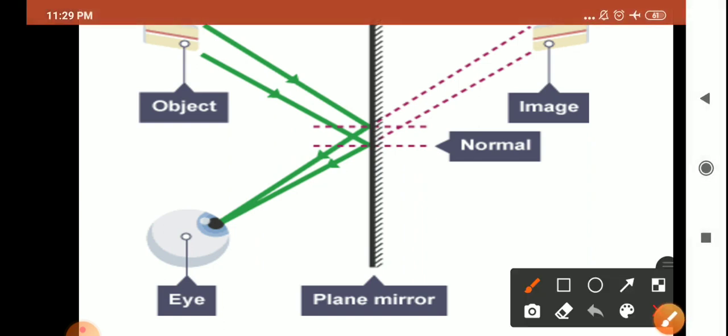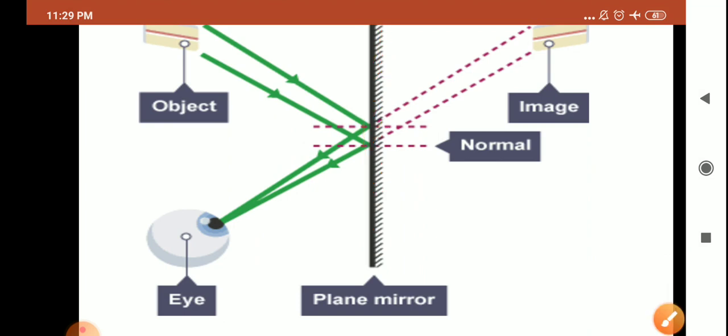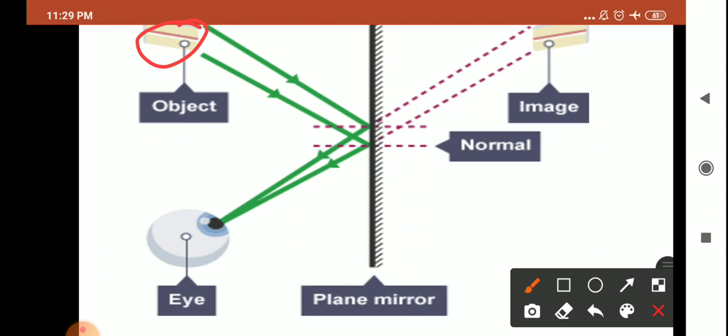You can see here the plane mirror is there, the back side of the mirror is coated. Suppose this point object is kept like this. Now we are taking two rays. Suppose one ray is coming from, this is a cake, suppose this is a small object. How is the image formed?